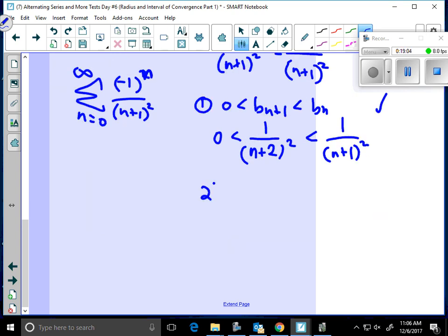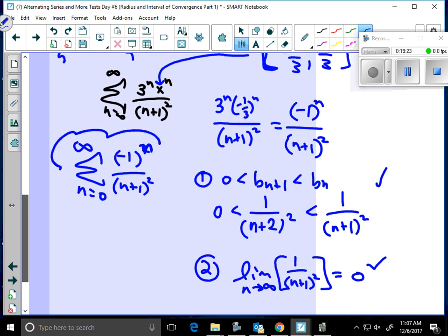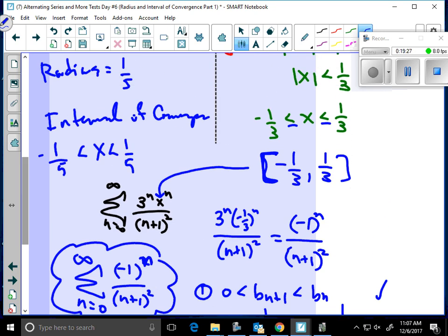All right, what was the second thing? The limit of B sub n, 1 over n plus 1 squared. Would that go to 0? Yes, it would. The denominator would go to infinity, therefore that would go to 0. Therefore, this series would converge, and because that series would converge, I can say that it would include that endpoint.